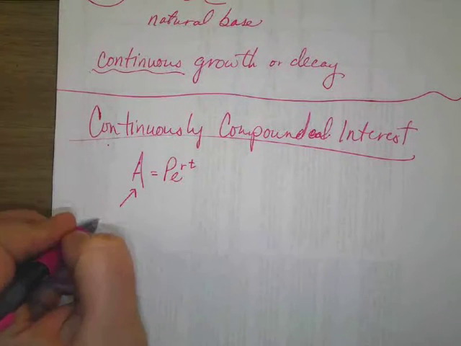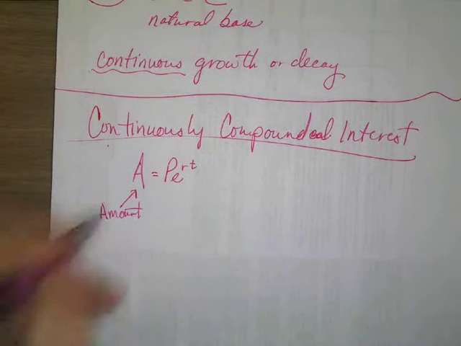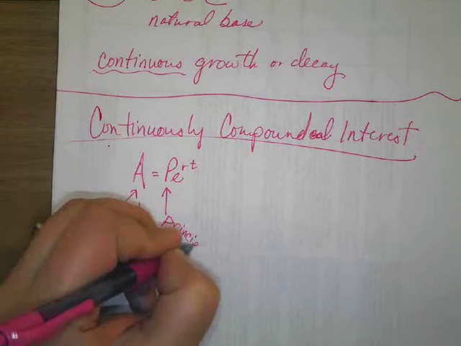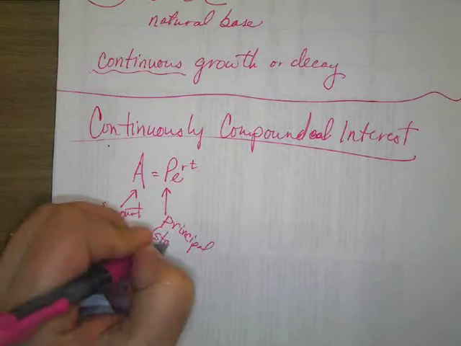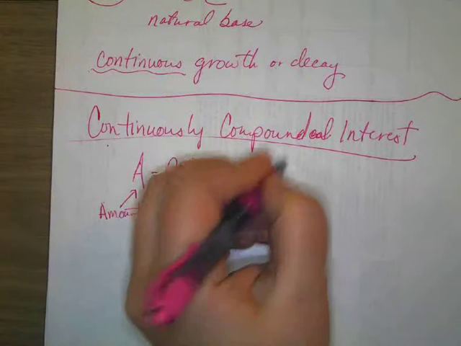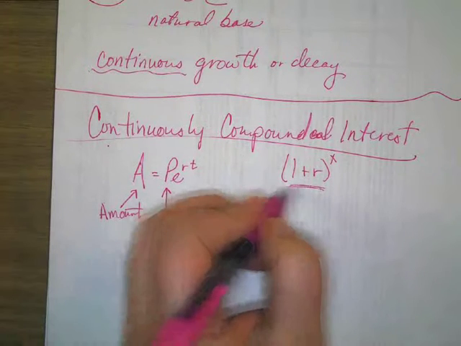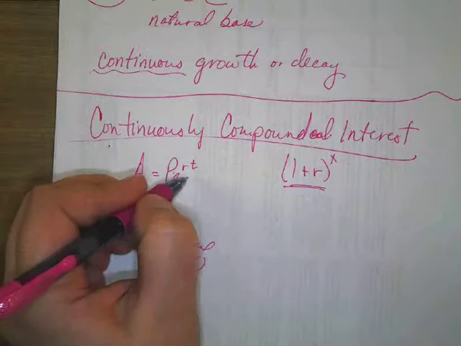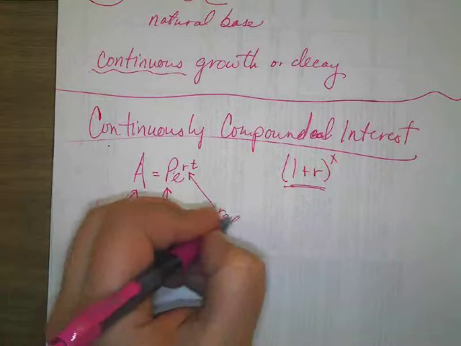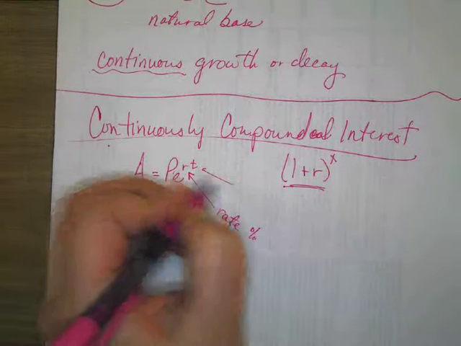The A is the amount that we want to have, or the amount that we get. P is the principal. It's what we start with. We talked about principal the other day. And now, remember when we had the 1 plus r raised to the x? Where this was the base? Our base is now e, but r, the rate, all of a sudden got sucked up into the exponent. This is your rate as a percentage rate, but we have to use it as a decimal. And t is time.